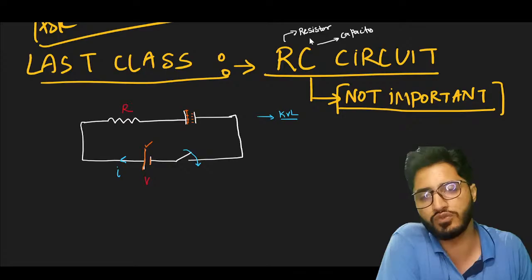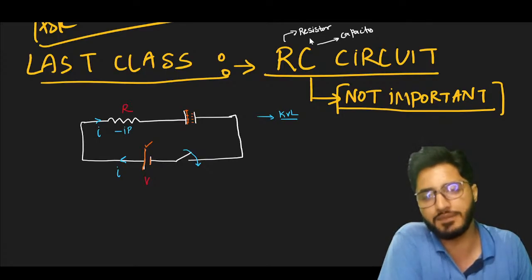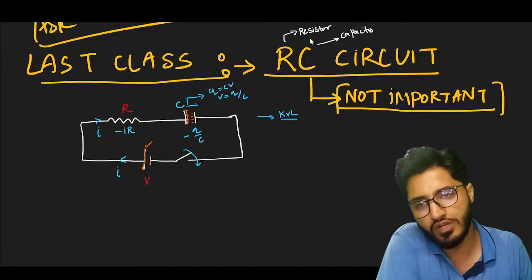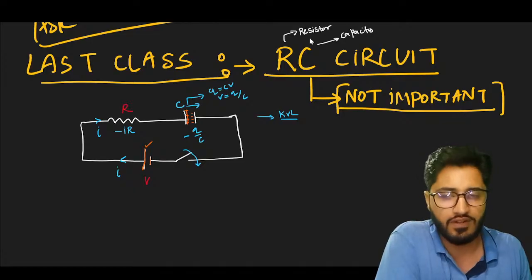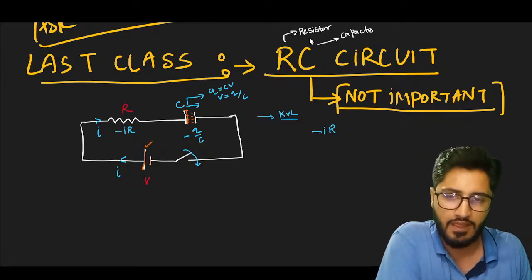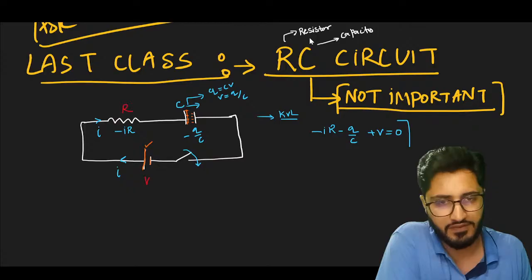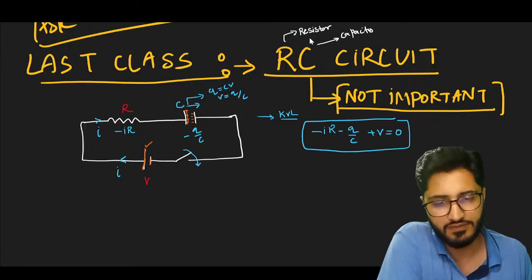Current I will flow through this one, so the potential drop here will be minus IR. Potential drop across the capacitor: we know that Q is equal to CV, so V comes out to be Q by C. I will write Q by C but negative, because we are going from positive to negative. So it is minus IR minus Q by C plus V equals to 0. This is my equation.